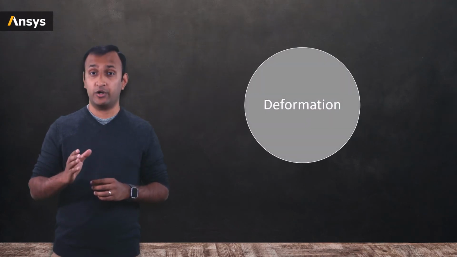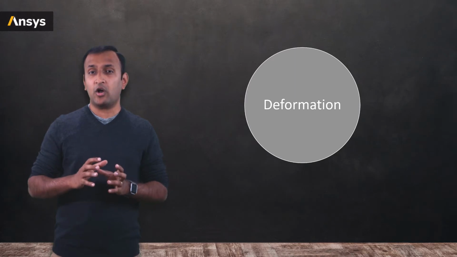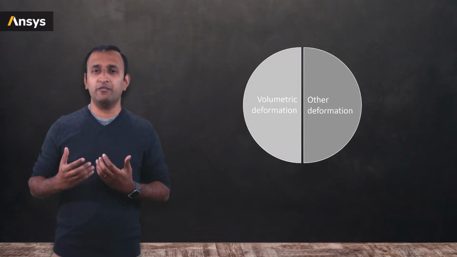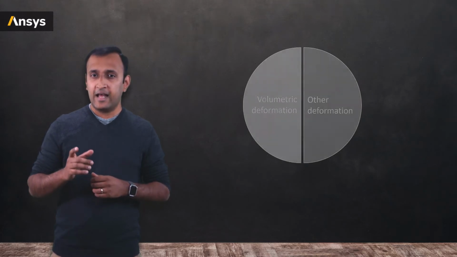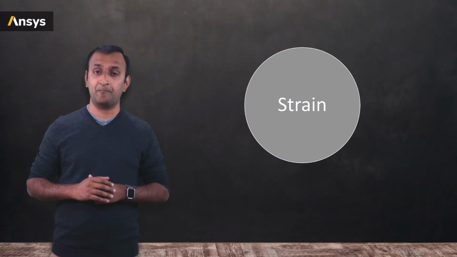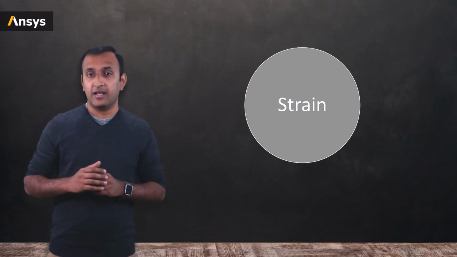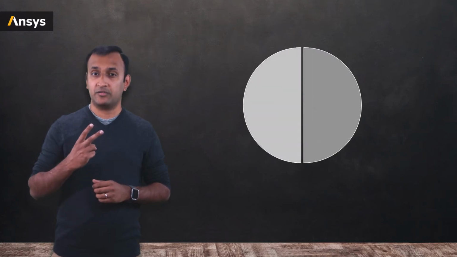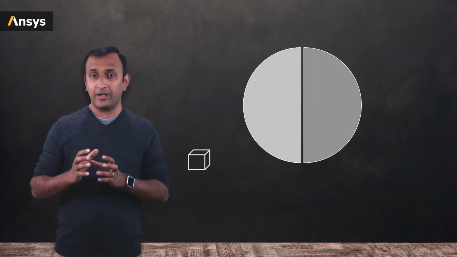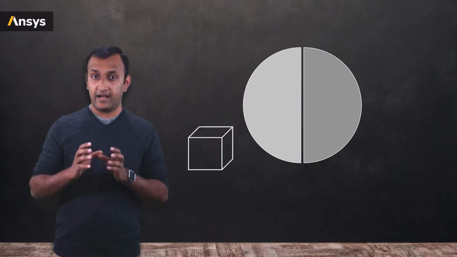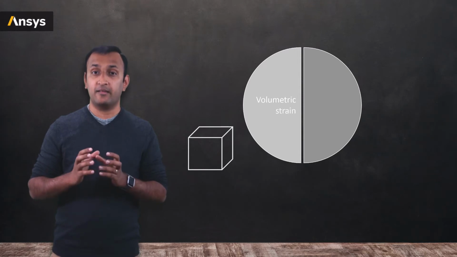In general, when a material does change its volume during deformation, not all the deformation results in change in volume. But what do we mean by that? Let's look at the strain developed in the model during this deformation. Typically, the total strain developed in the material is a summation of two types of strains. One component of it results in changing the volume of the body, and this component is called the volumetric strain.